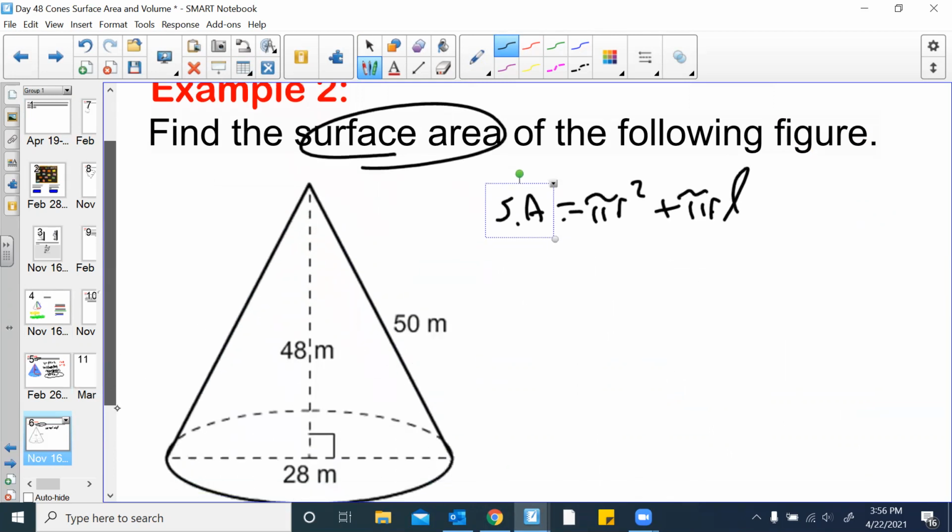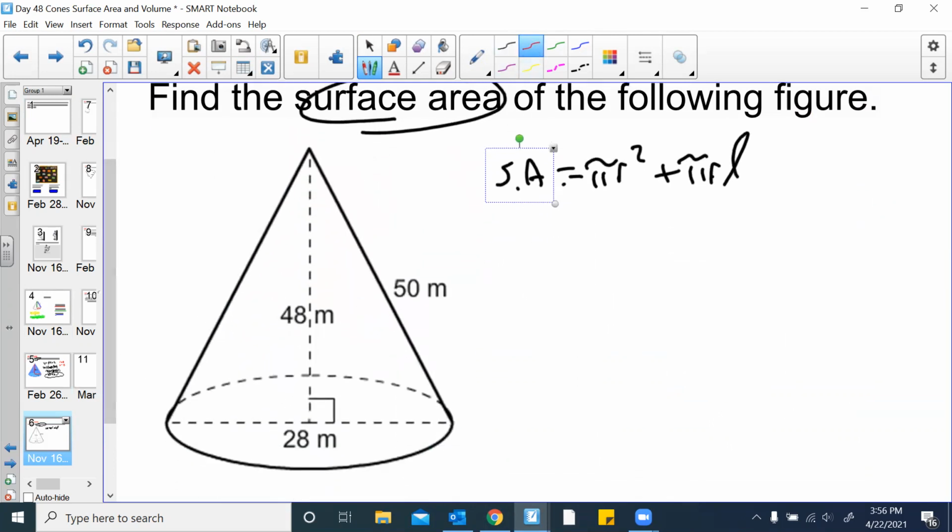Again, we're just going to look for our pieces of information. The first thing I notice is I don't need the height, so don't even let that trip you up. Here's our L. The second thing I notice is that this 28 right here is the whole line, and all I want is half. So you have to do a little bit of mental math to make sure that we're good with our r.